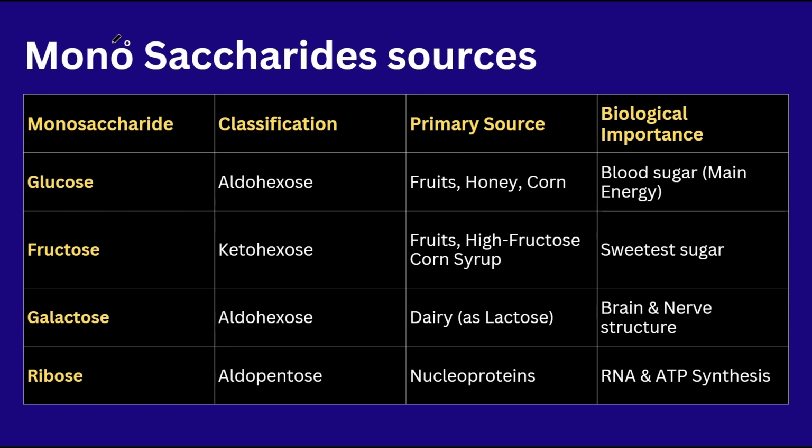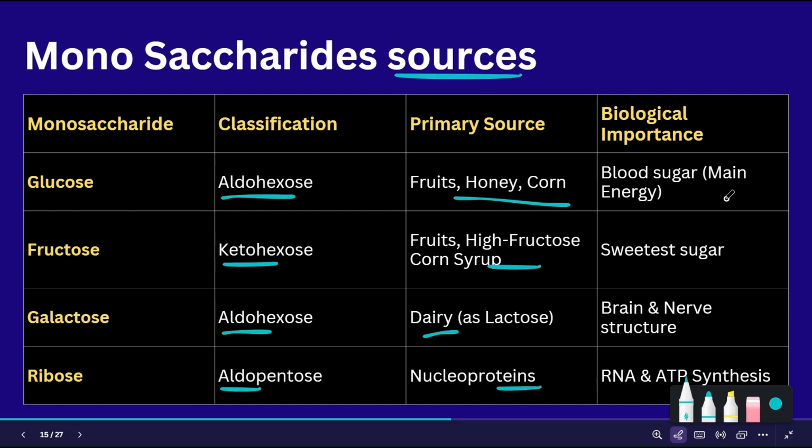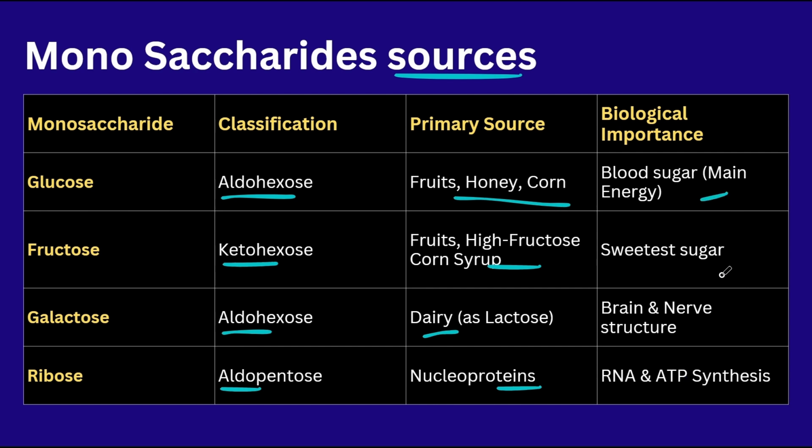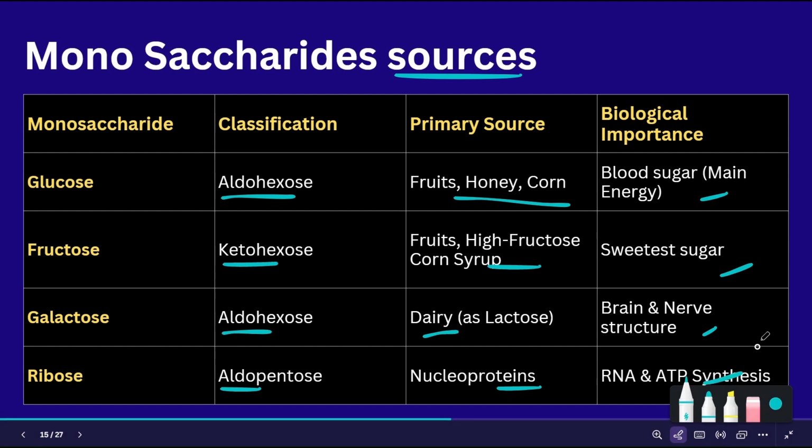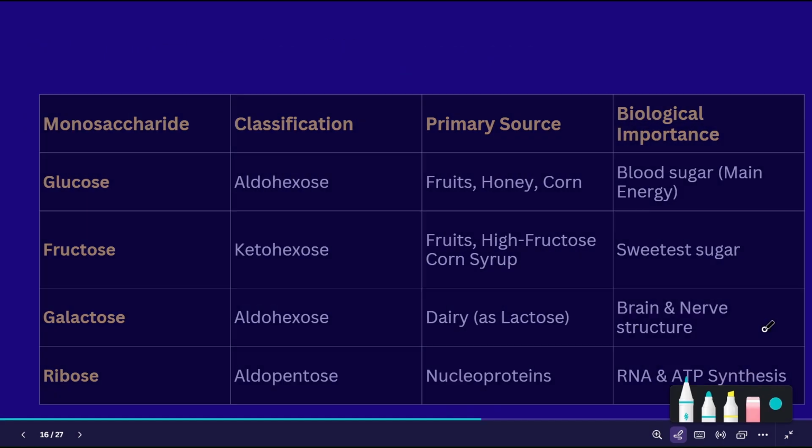The monosaccharide sources. So we have seen the different types of monosaccharides, right? And if we look at the sources and biological importance, glucose is helpful for energy, fructose gives the sweetness of the sugar, galactose is helpful for the brain structure and nerve structure of our body, and ribose is helpful for ATP synthesis and RNA.